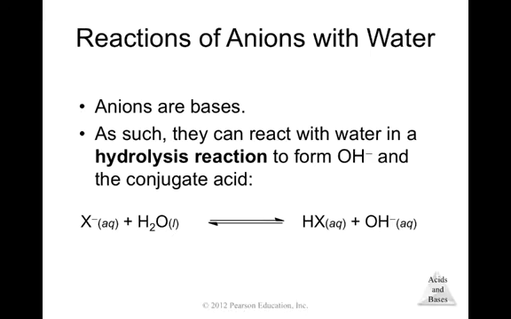So how do these things react with water? So reaction of anions, so negative ions with water. So remember, anything that's an anion is a base because it can be a proton acceptor. So they can react with water in a hydrolysis reaction to form OH minus and their conjugate acid. Right? So you've got your base plus your water, your conjugate acid, and your conjugate base.